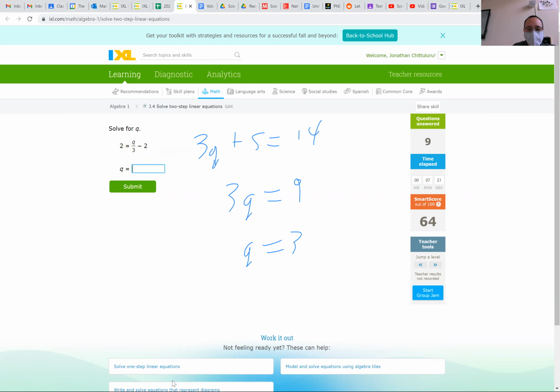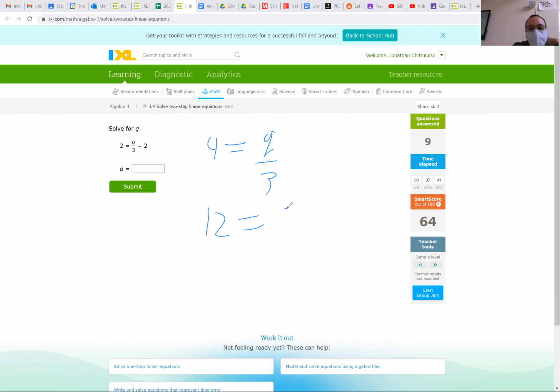Looking good. Let's keep the good times rolling. New problem. 2 equals q over 3 minus 2. Okay, so we can add 2 to both sides to undo this subtraction. So we're going to get 4 equals q over 3. And now to undo the division, we're going to multiply both sides by 3. 12 equals q. All right, so q equals 12. Let's go ahead and put that answer in.